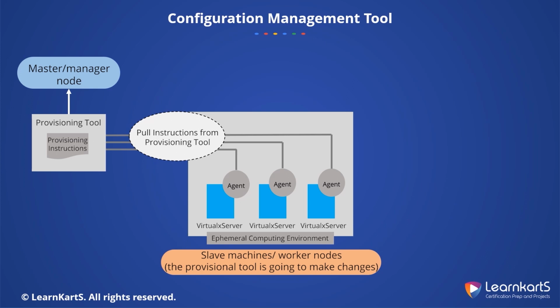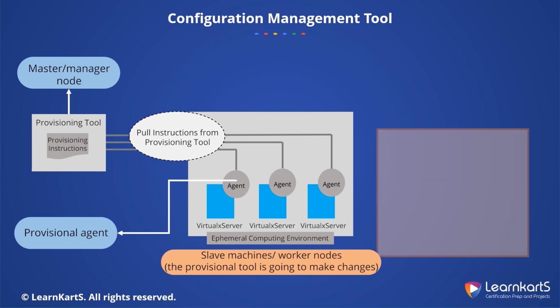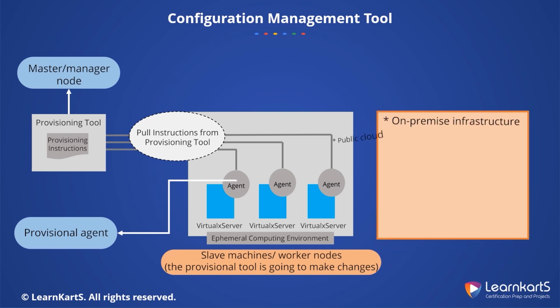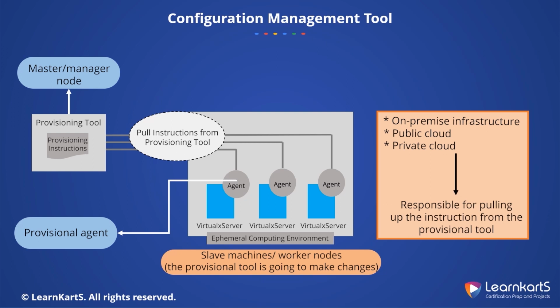In this diagram you can see that the respective nodes are having the provisioner agent available there. Whatever tool you are trying to implement, the corresponding tool agents will be deployed on all these different servers. These can be on-premises infrastructure, public cloud, or private cloud. It can be anything over here. But yes, agents are the ones responsible for communicating or pulling the instructions from the provisioning tool. That's the work achieved by the agent in this diagram. So that's the overall approach of how a configuration management tool really works.